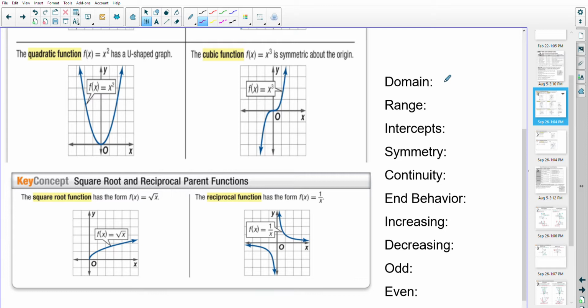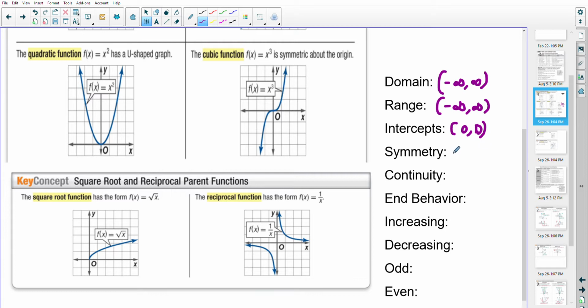When you think about the domain, you're thinking about all of the x's that are covered by this. So you're going to see that it goes from negative infinity to positive infinity. Those are all of the x's that are covered. The range, all the y's that are covered, is going to be the same exact thing. Intercepts are going to be both x and y intercepts. In this graph, there's only one, which covers both of them, and that's the point (0, 0).